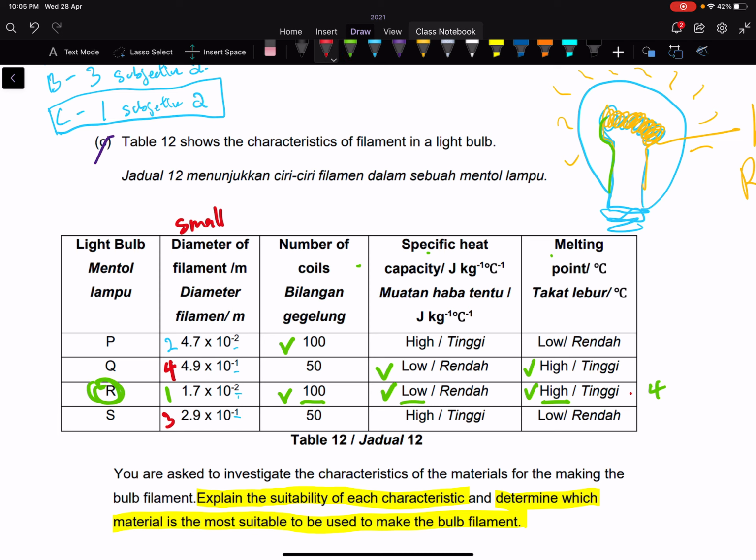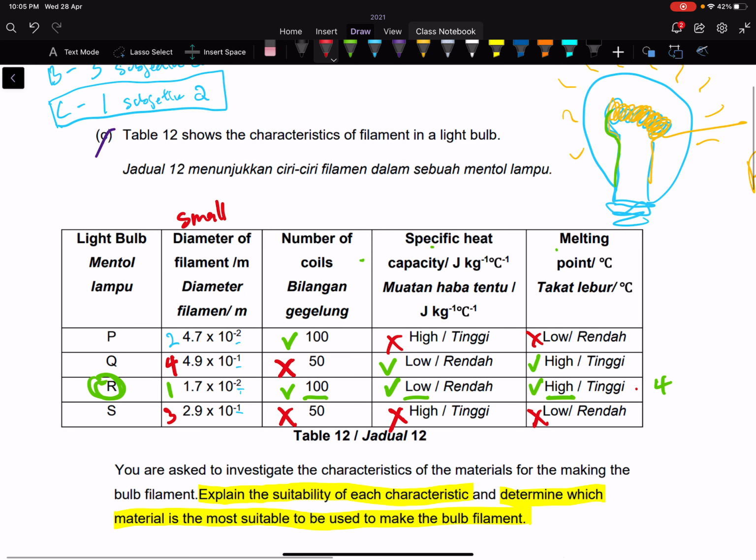Okay, we won't choose the rest because look at this. Q and S would not be ideal because they have a low number of coils. S also would not be ideal because of the specific heat capacity. So obviously you have to see which answer you have.